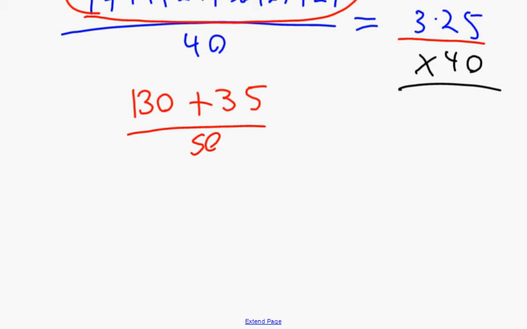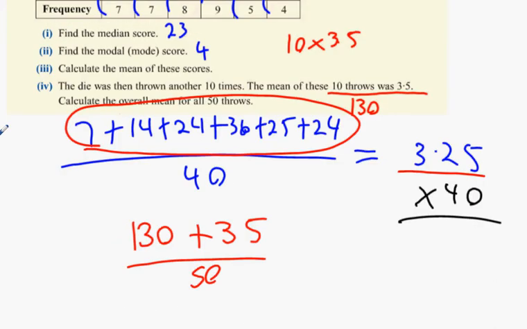Were we expecting it to bring up the average? Why? Because the average of them was 3.5. Our average before that was 3.25. The estimated answer should be bigger than the old average because we're adding 10 people in with a higher average.